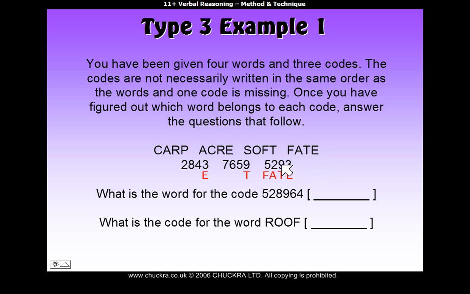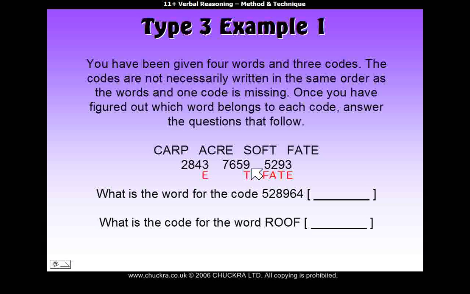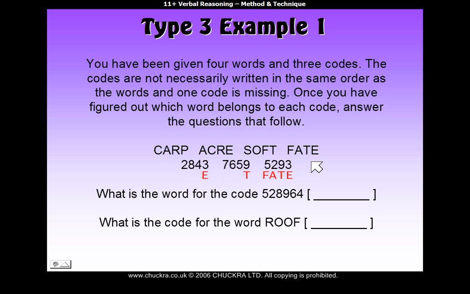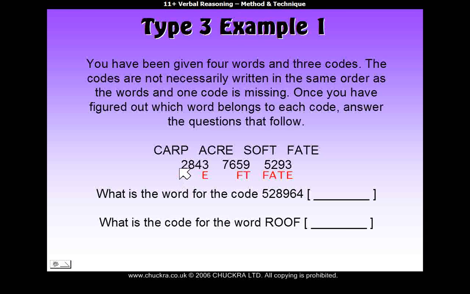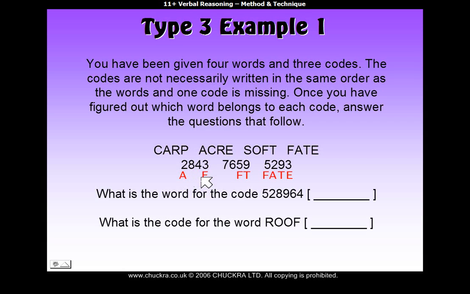And now, because we know that a 2 is an A and a 5 is an F, we can fill in the missing gaps where we have those numbers in the other codes. So a 5 is an F and a 2 is an A. Now we need to look for these codes and how they go with each of these words. So we're looking for, in this instance, a word which starts in A and ends in E. And there's only one, so this one must be acre.